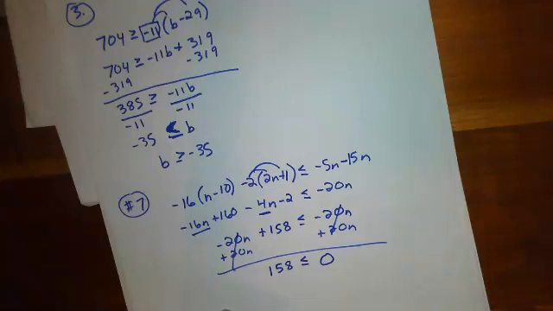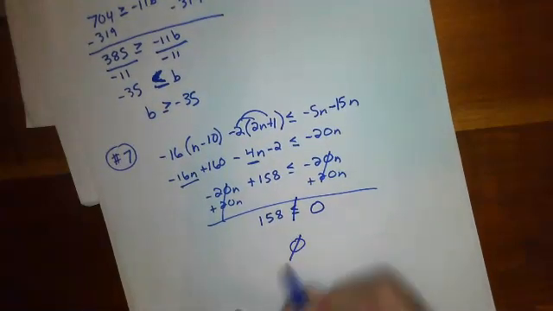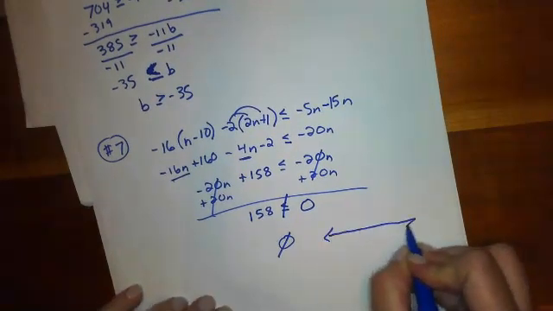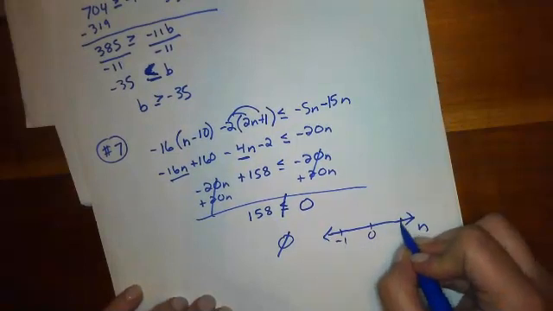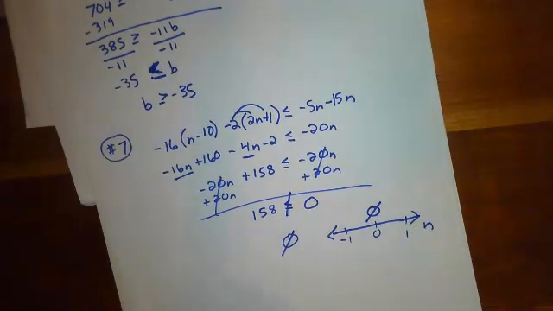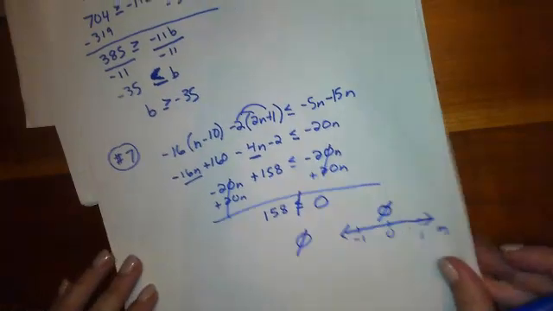Is that a true statement? I hope you recognize that that is not a true statement, and that means there's no solution. So when I'm drawing my number line, I'm just going to put my variable here. You can do whatever you want. I'm just going to number it like that. And right above or right below, I'm going to put the no solution sign, okay? So again, when you have two sides and they do not make a true statement, you know that there's no solution.